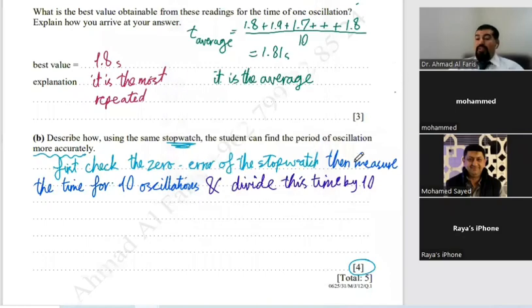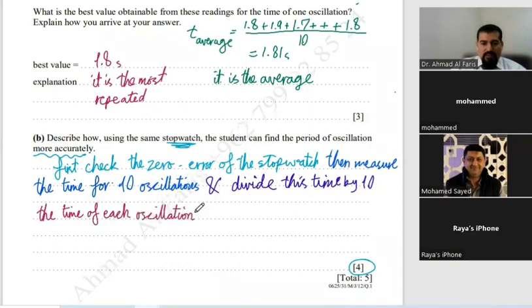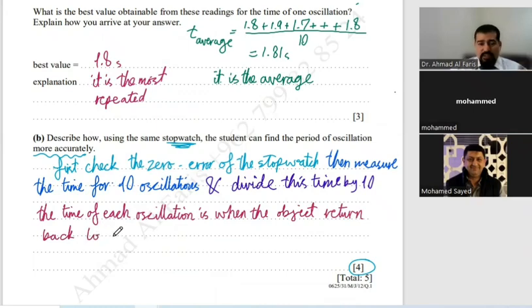I have to explain to them that I understand what's the meaning of oscillation. The time of each oscillation is when the object returns back to the maximum position to the right, for example, or to the left. Maximum position to the right.